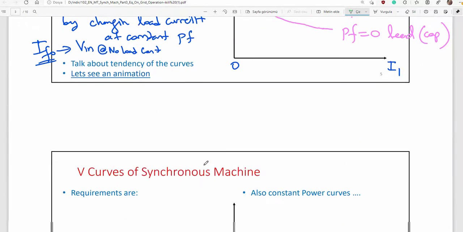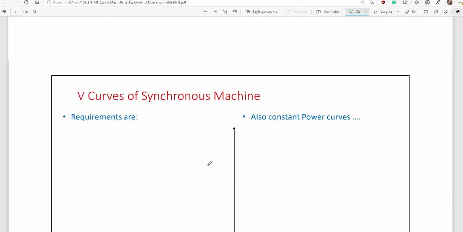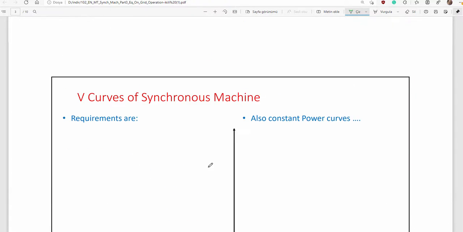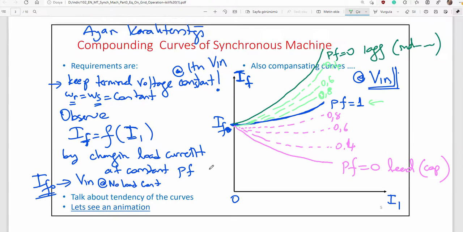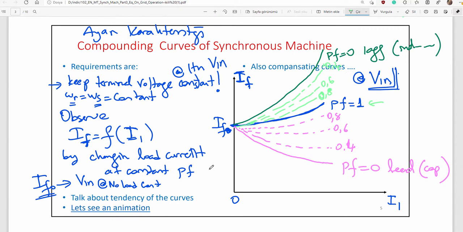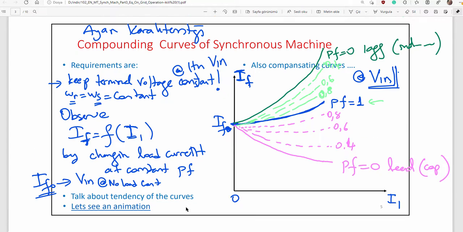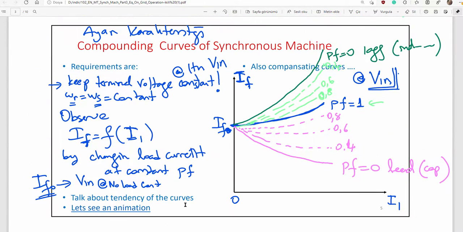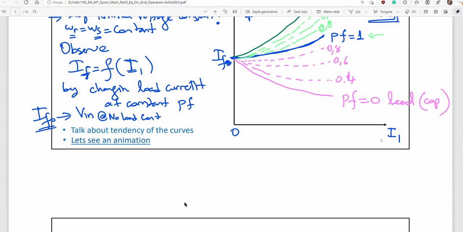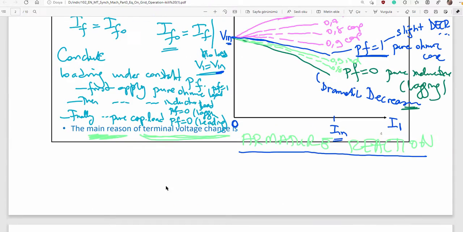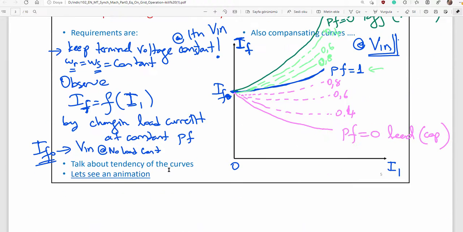Okay. We'd better stop here. Here is some animation. Let me click the animation. Perhaps. I couldn't find the animation.